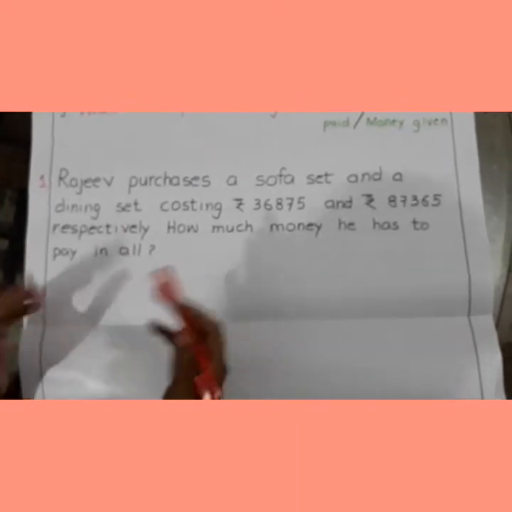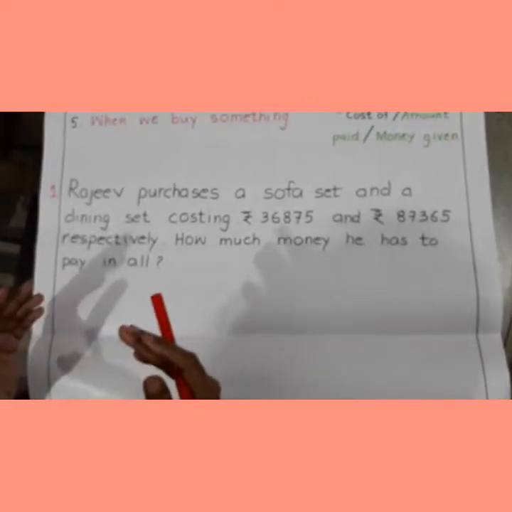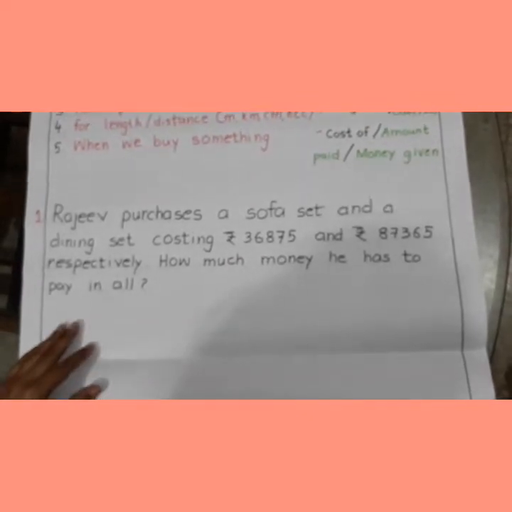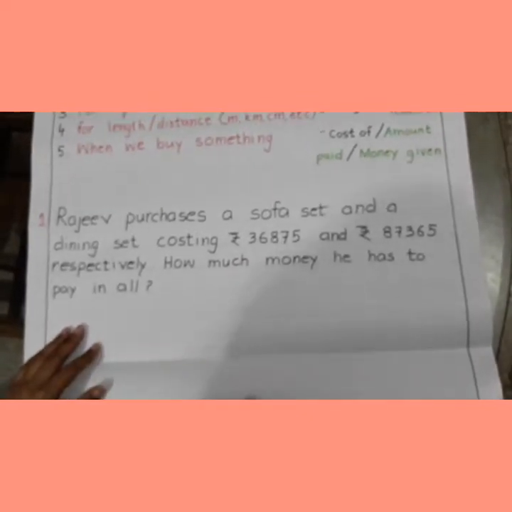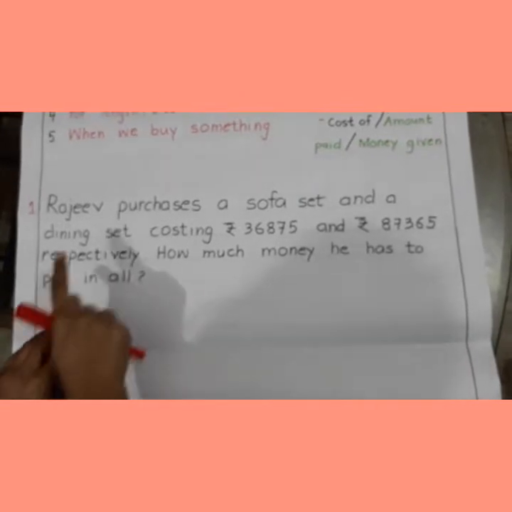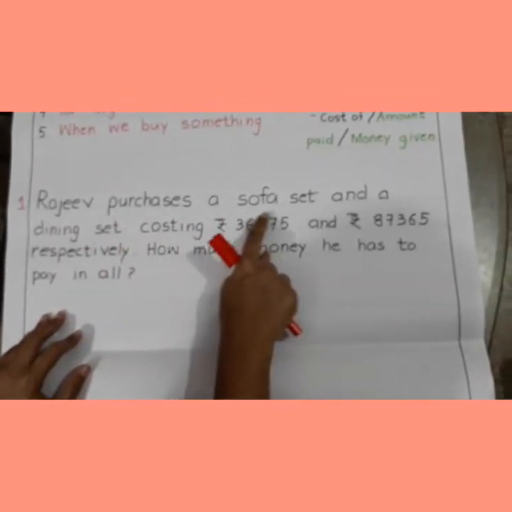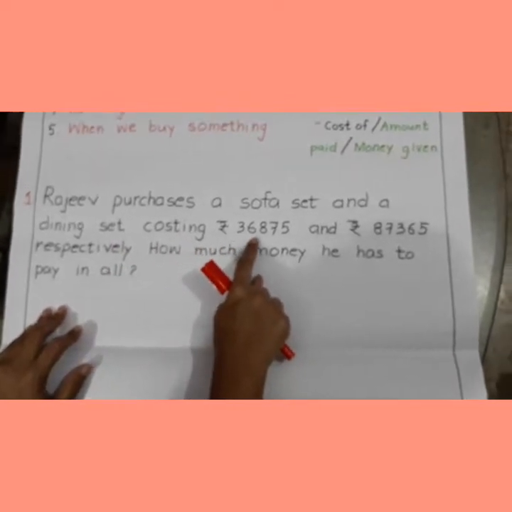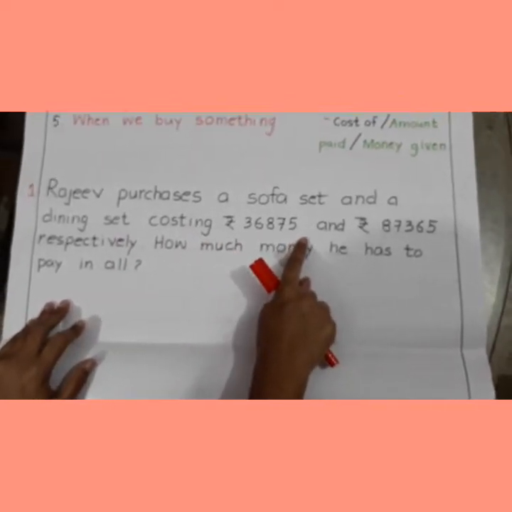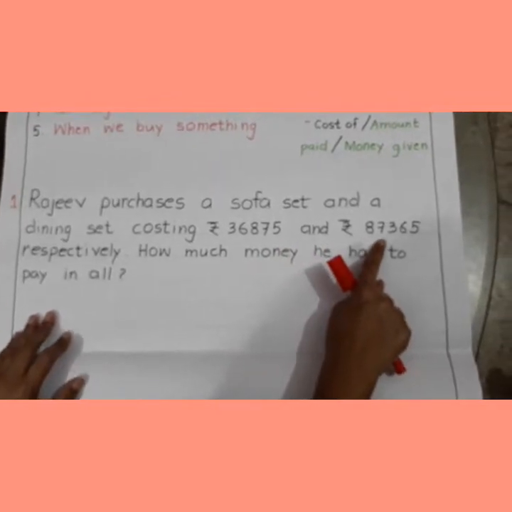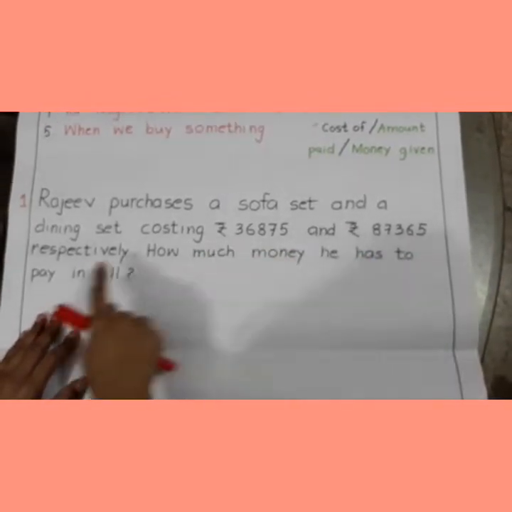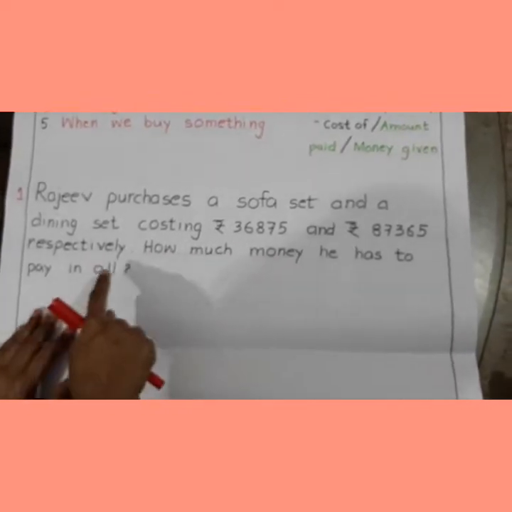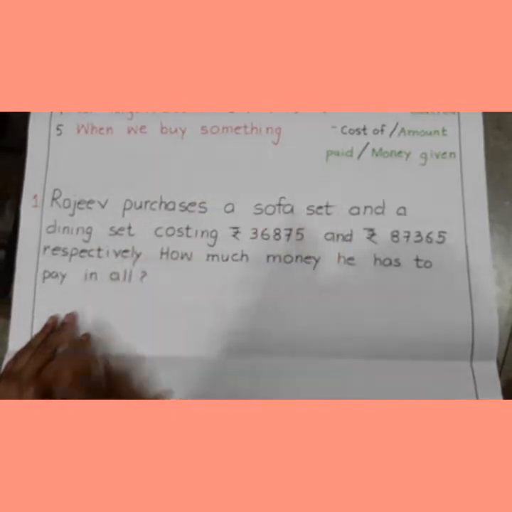I'll just explain the question so that you understand every step the way you are going to proceed with the word problem. What was the first step? Read the question carefully. Rajiv purchases a sofa set and a dining set costing rupees 36,875 and rupees 87,365 respectively. How much money he has to pay in all? So first step was read the question.